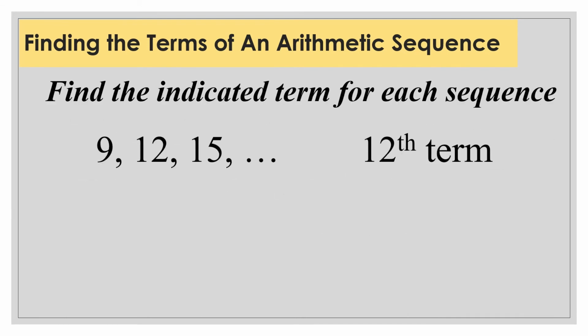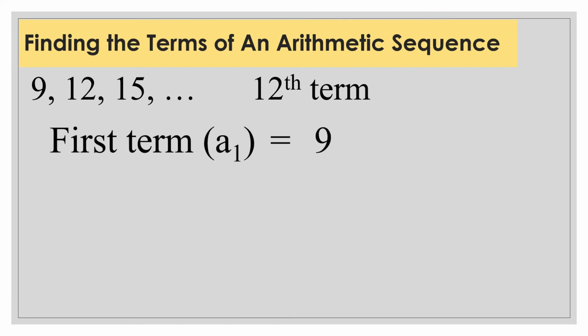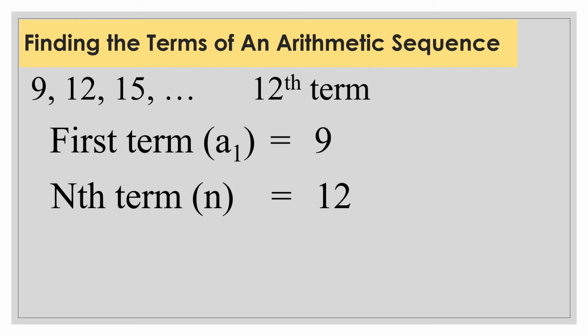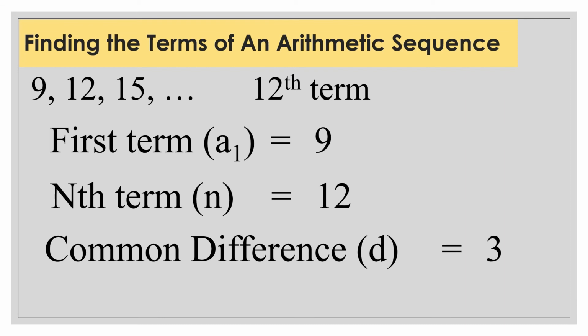Given the sequence 9, 12, 15, find the 12th term of the sequence. Let us first identify what are the given. We have the first term 9, second term 12, and we can see that the common difference is 3.